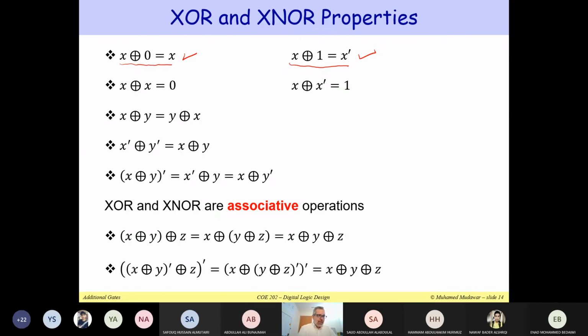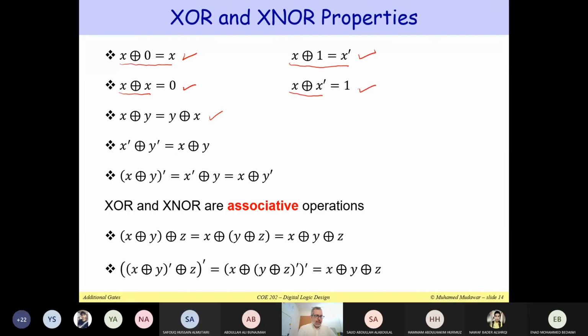If you take X and XOR it with itself, you will always get 0. Why? Because 0 XOR 0 will give you 0, and 1 XOR 1 is also equal to 0. If you take X XOR X prime, you will always get 1, because if X equals 0 and you XOR it with 1, you will get 1. If X is equal to 1 and you XOR it with 0, you will also get 1. XOR is commutative, so it does not really matter whether you write it as X XOR Y or Y XOR X.